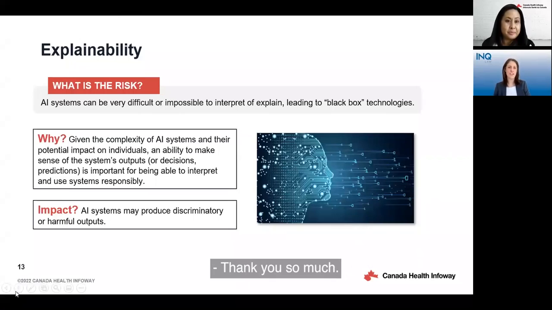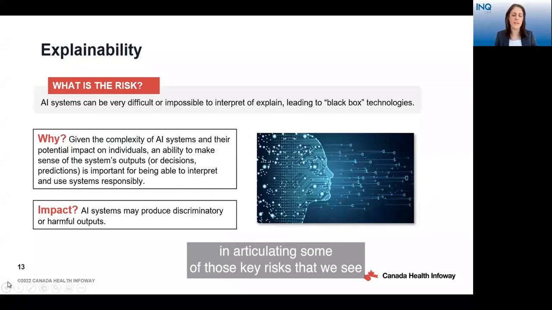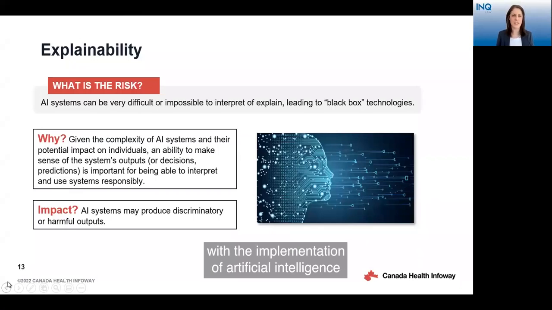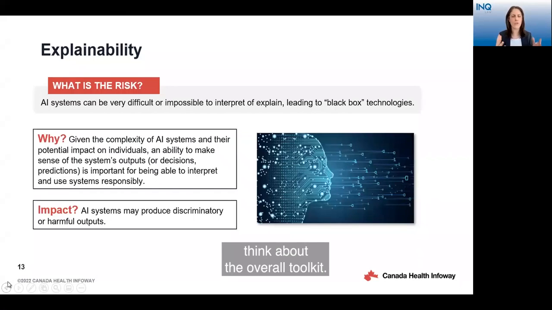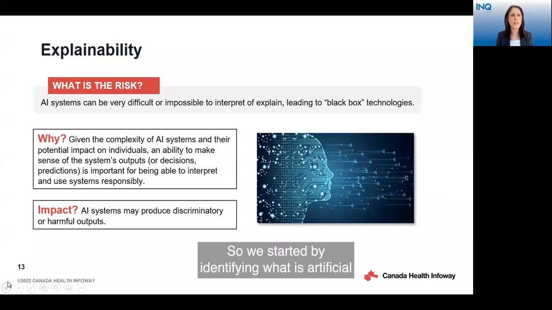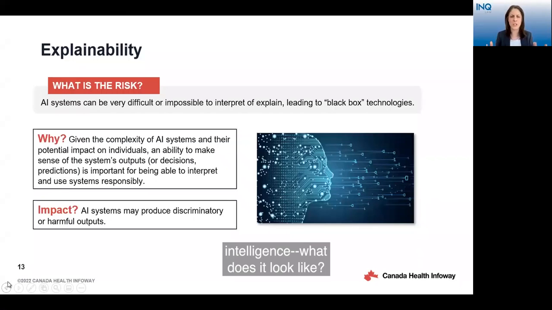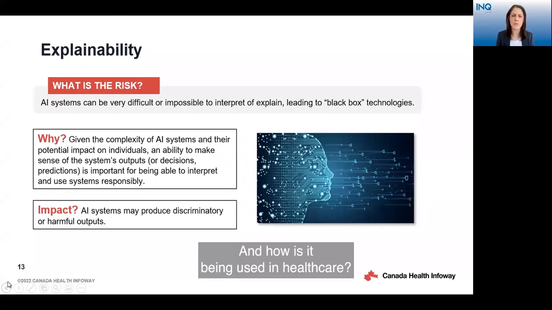Thank you so much. I think that was incredibly informative in articulating some of those key risks that we see with the implementation of artificial intelligence systems and really contextualizing that when we think about the overall toolkit. So we started by identifying what is artificial intelligence? What does it look like? It's a very broad umbrella term. And how is it being used in healthcare?